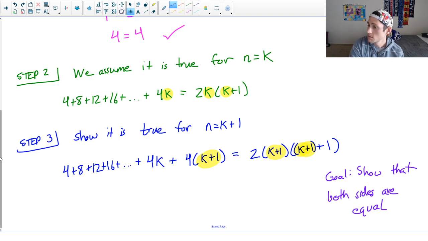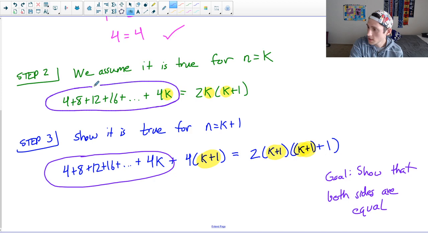All right, so again, take a look at what I have here. This is the same thing as this, right? This is the same thing that we already assumed to be true from step 2. So what that means is we already know that's equal to 2k times (k plus 1).